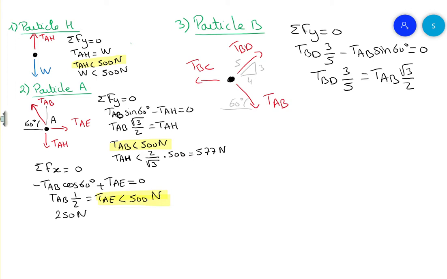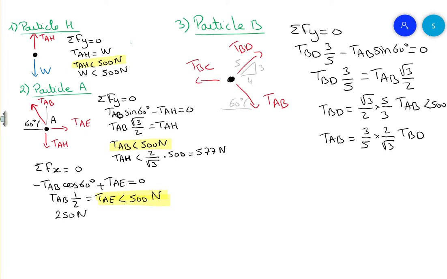Okay, so if we have TBD, it means that TBD equals square root of 3 divided by 2 times 5 divided by 3 TAB, or TAB equals 3 divided by 5 times 2 divided by square root of 3 for TBD. And both of them must be less than 500.